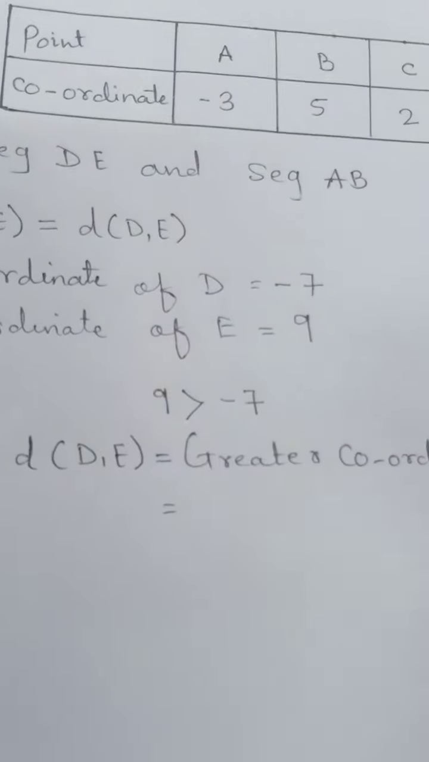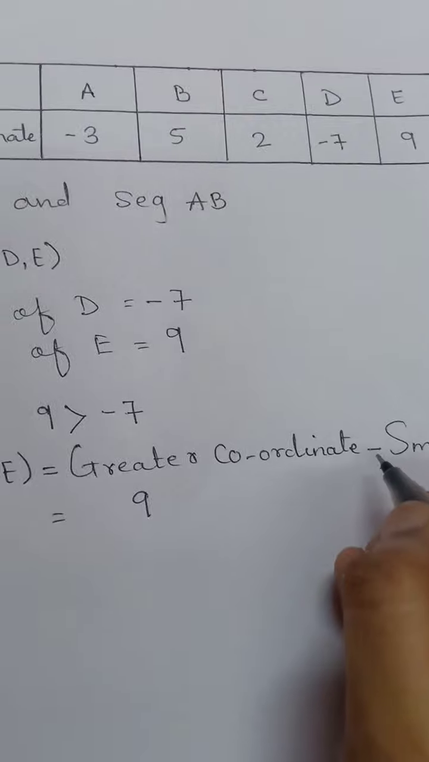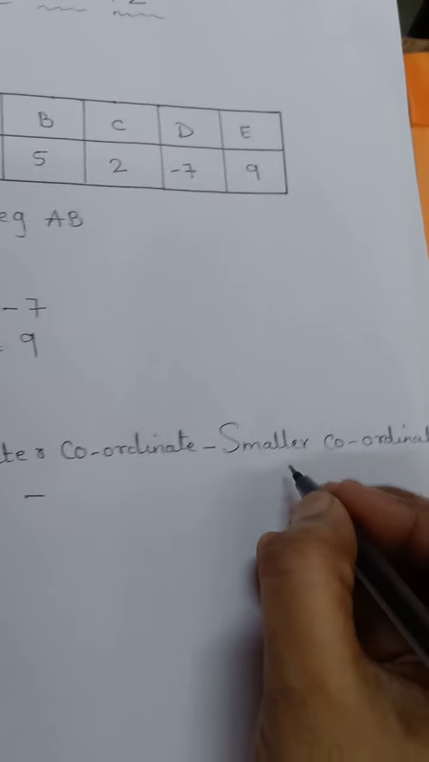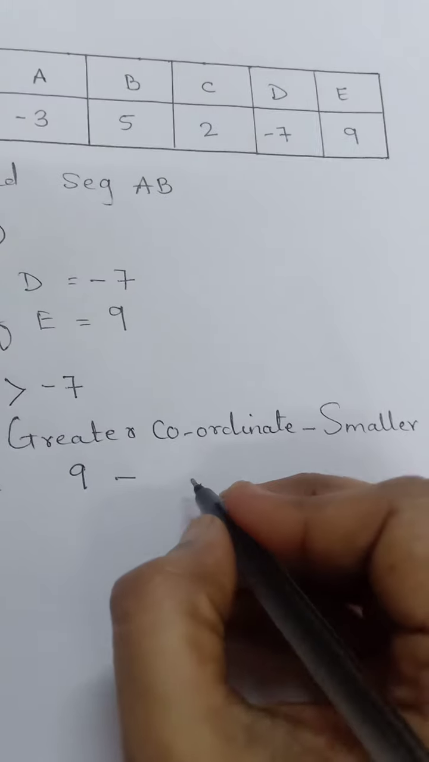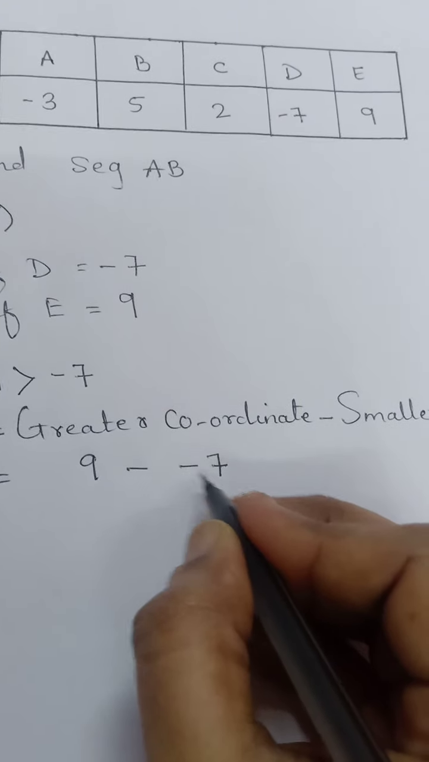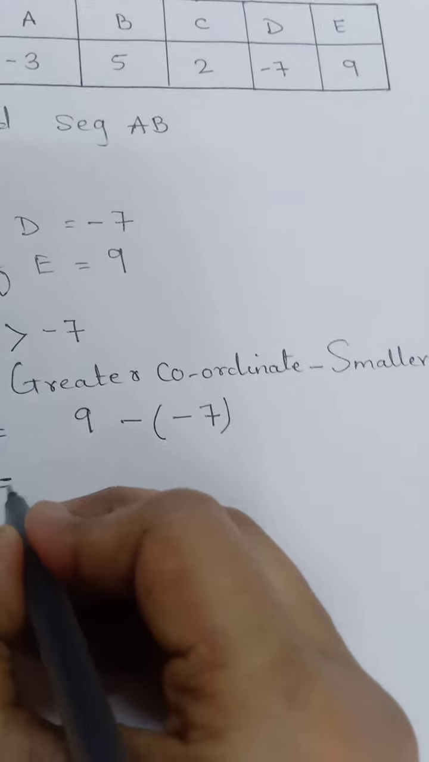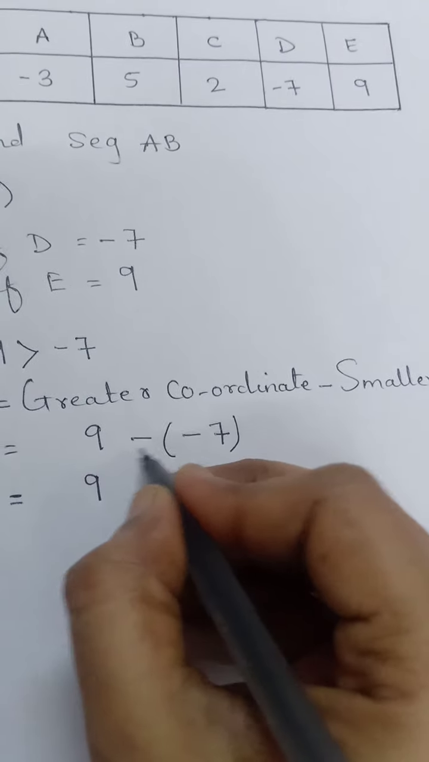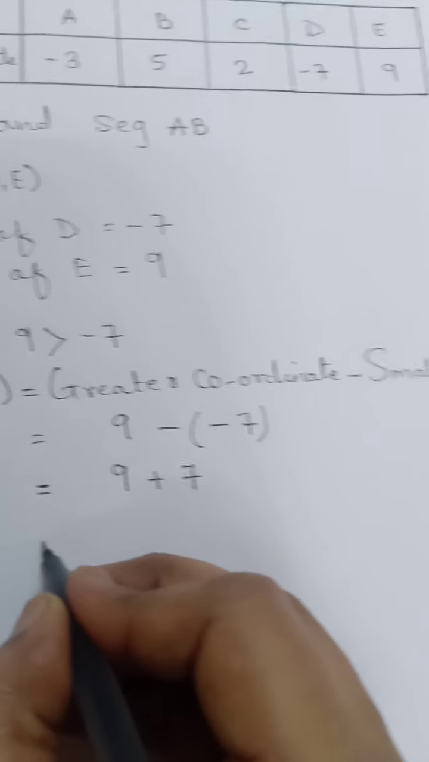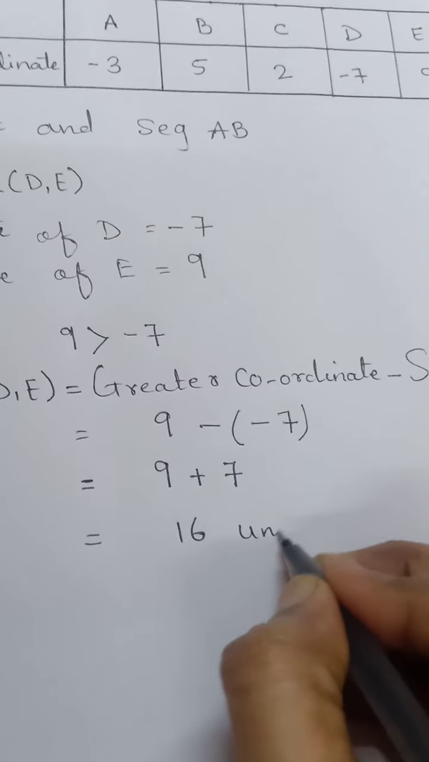The greater coordinate is obviously 9, so I will take 9 here. Now the middle sign is minus, so I will take minus here. Now the smaller coordinate is -7, so we will take -7 here. But we do not take the two signs together, so for separating them we will take a bracket. Now 9 I will take like that only, then minus minus plus, that is 7, and 9 plus 7 is nothing but equal to 16. And if you want you can write units.